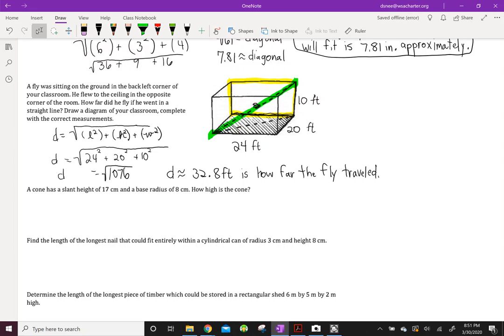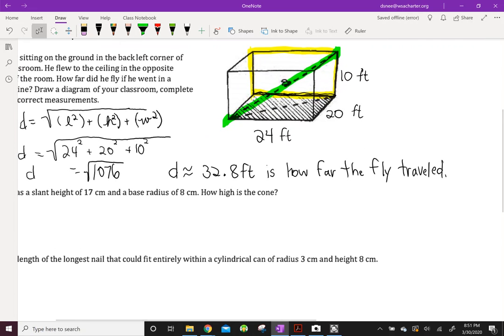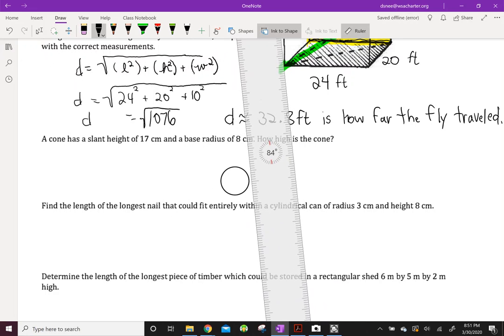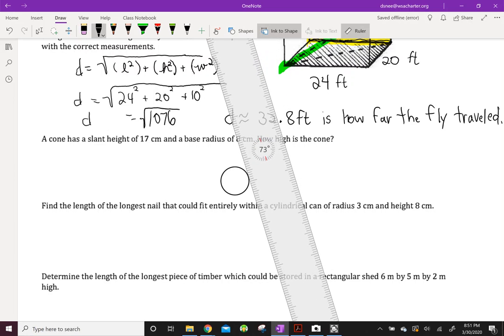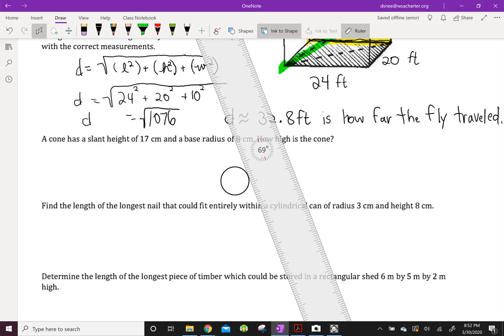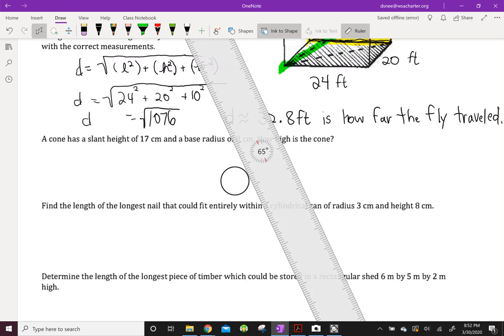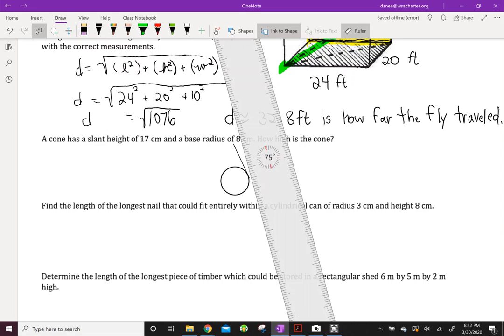Okay, it says a cone has a slant height of 17 centimeters and a base radius of 8 centimeters. How high is the cone? All right, so I'm going to draw this thing. I'm going to ink to shape. I'm going to do this. Let's see what I can do. There we go. And then I'm going to do this. I'm going to draw myself a cone. I'm going to go just like this. There's one side.